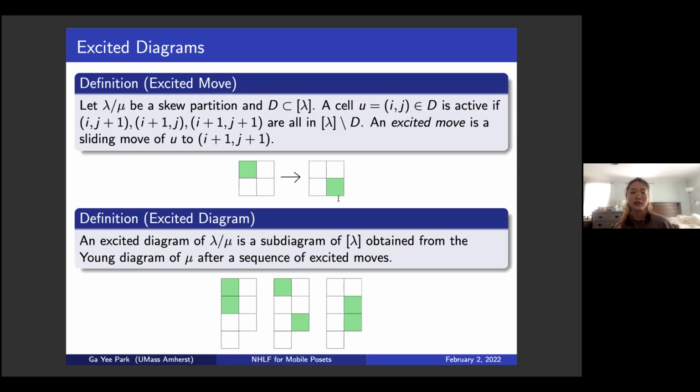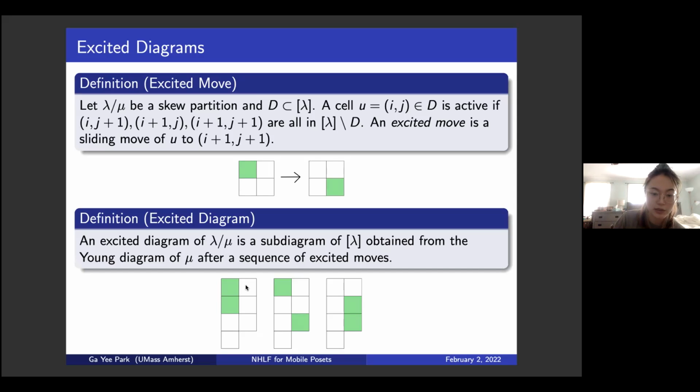So let's talk about excited diagrams. These diagrams are obtained by a sequence of moves called excited moves. Basically, I'll be giving a recursive definition for excited diagrams for now. We start off with the skew shape where the lambda is white, uncolored, and the mu is colored in. And whenever we see this 2x2 pattern where there is a color here and everything else is white, we get to shift the colored box down.